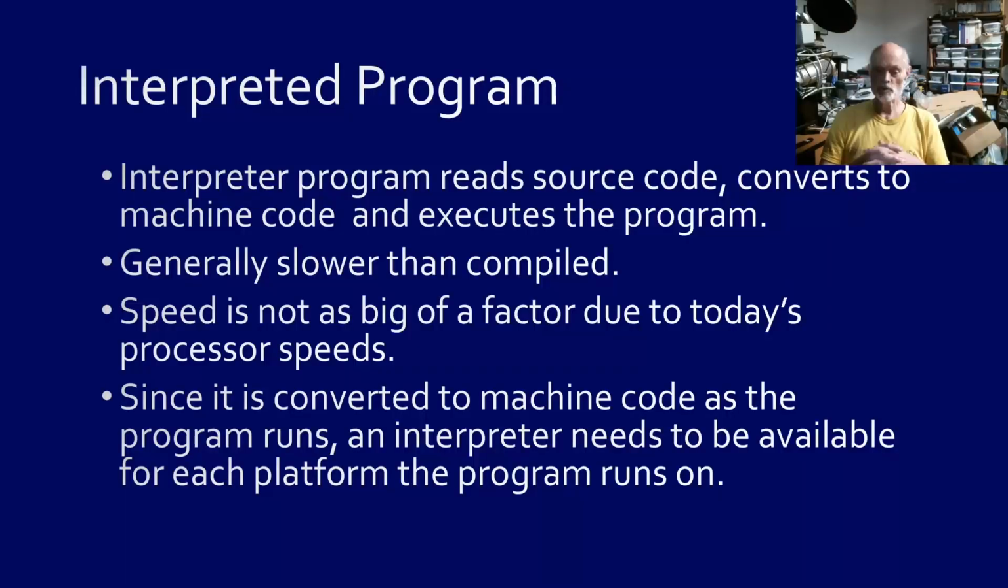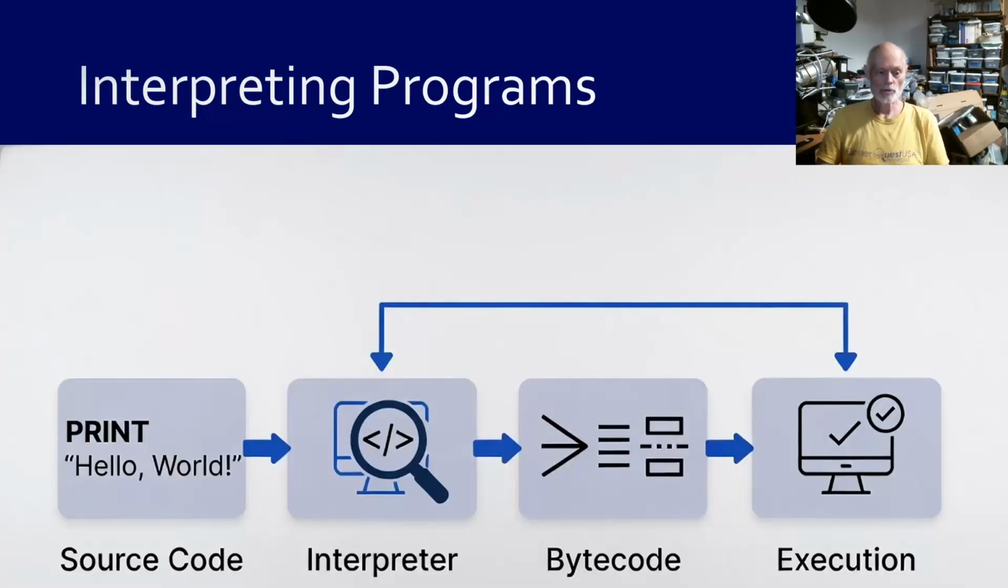Since it's converted to machine code as the program runs, an interpreter needs to be available for each platform it runs on. So if I'm on Windows, I take my source code to that Windows computer. I have an interpreter for it running on Windows, and it converts it and runs it. If I'm on a Mac, the same thing happens. So generally, it reads an instruction, it interprets it, creates it into the bytecode or machine code, and executes it.